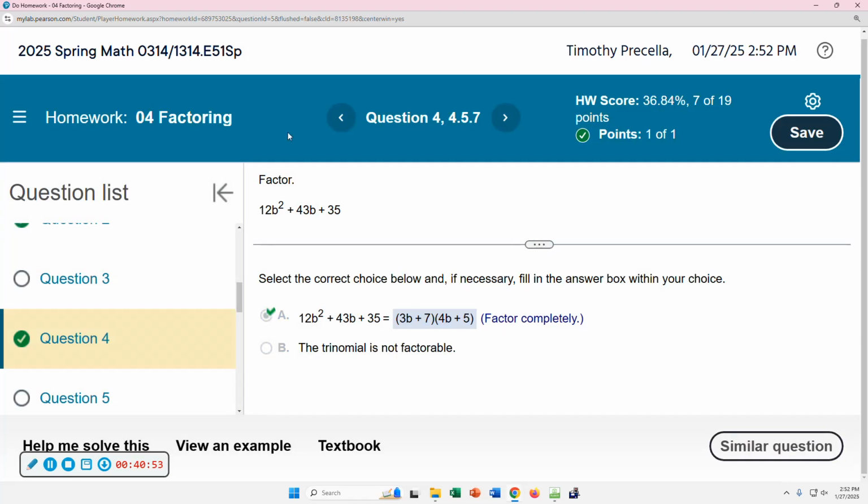Now I'm mentioning that because in a moment, we're going to have some with different instructions, and they're not going to say factor. Any questions there?